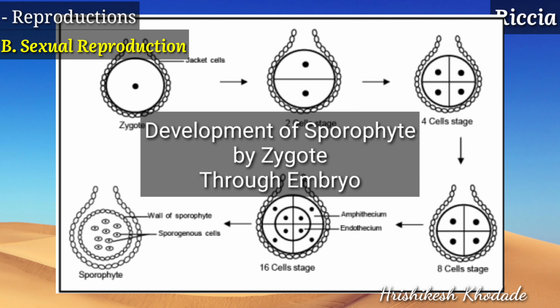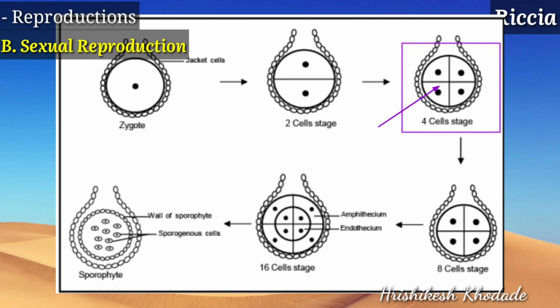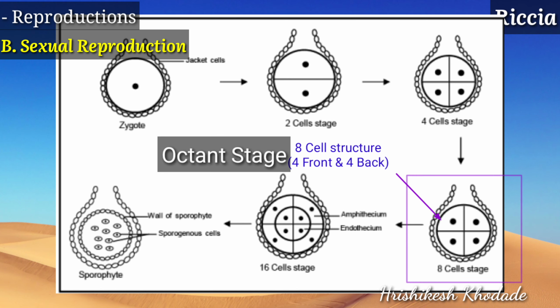For the development of the sporophyte by the zygote through the embryo formation stage, the zygote divides first by a transverse division to form almost equal size cells. The second division is at right angle to the first division, so you can see a plus type of sign is developed. From one cell, 4 cells are developed, which represent the quadrant stage. The next division is also vertical but at right angle to the first. So an 8 cell stage results, which is called the octant stage.